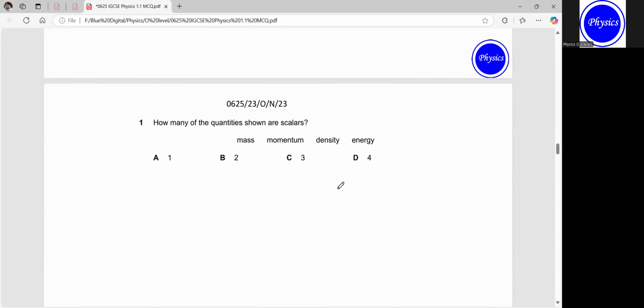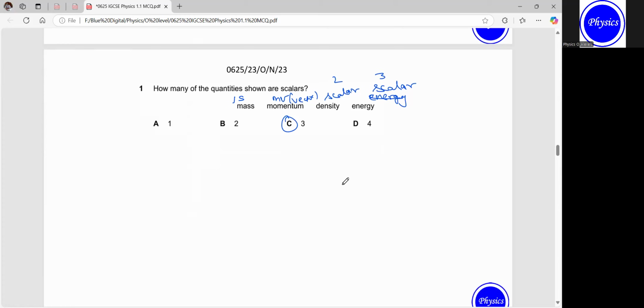How many of the quantities shown are scalars? Mass is a scalar. It has only magnitude, no direction. Momentum is a vector, okay? It is mass times velocity, so it is a vector. Density is a scalar. Energy is a scalar. Whatever energy it is, it is a scalar quantity, including kinetic energy. So here, there are three: 1, 2, 3. So three quantities are scalar quantities.